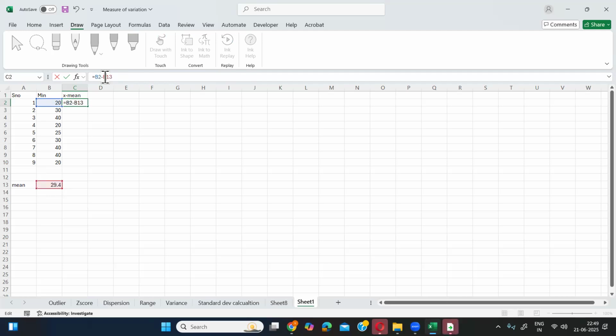So this has to be fixed, otherwise it will move. If you drag it like this, it will move. But this B13, I have to fix it. So fix it with your dollar symbol. We will learn all this in the class, but just fix it with the dollar symbol. So B13 will not move.